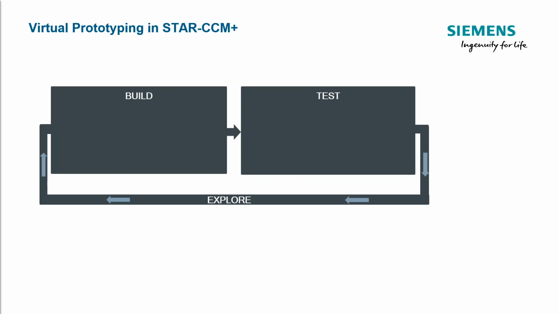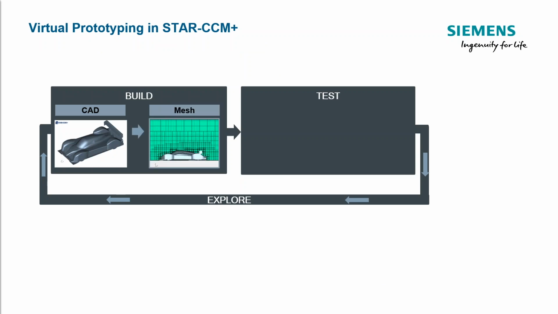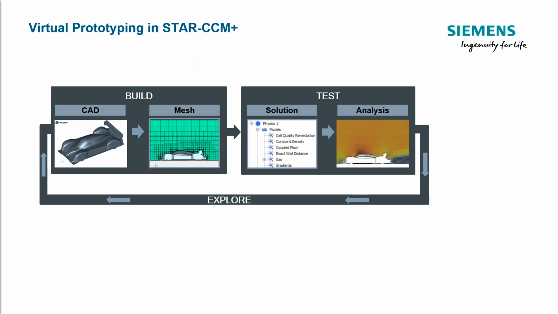So I want to go here over the process of how virtual prototyping works in STAR-CCM Plus. And the first part is building the model. I believe most people would be familiar with this. You bring in the CAD geometry. It can be built within a 3D CAD tool, or it could be imported from an exterior CAD system. You mesh the region of interest, and then you move to test.